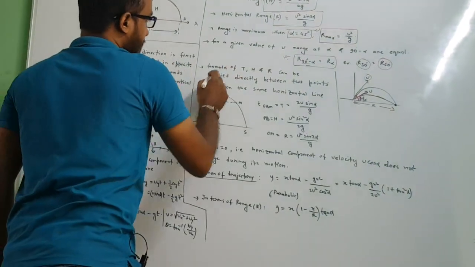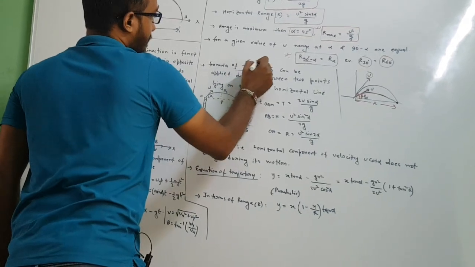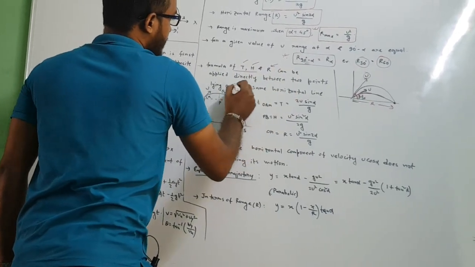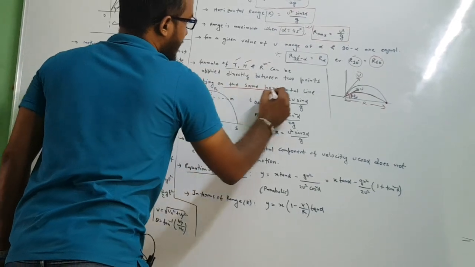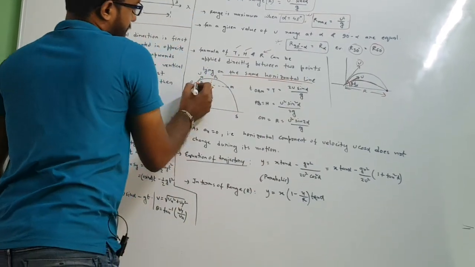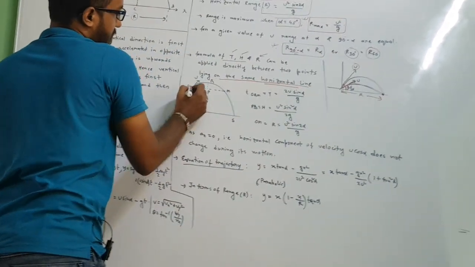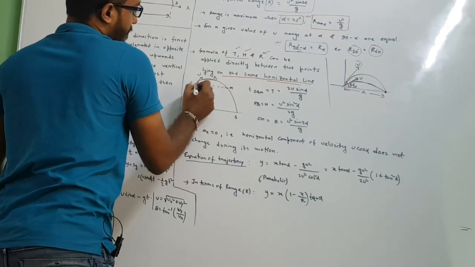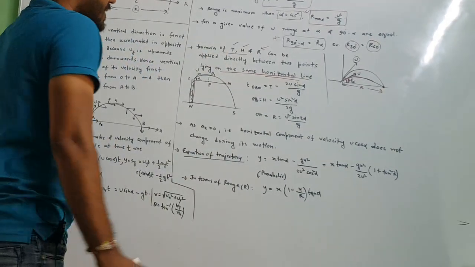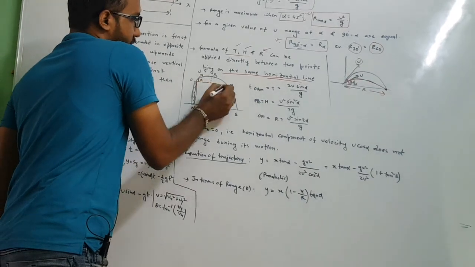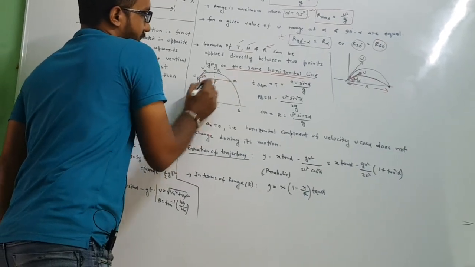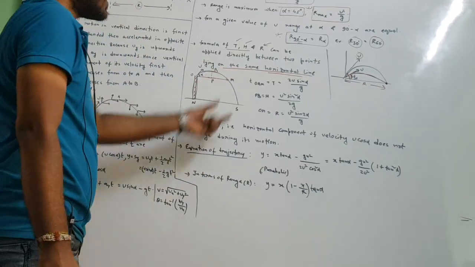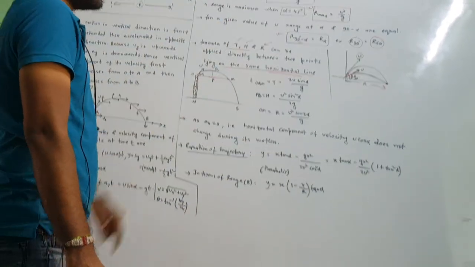Now consider this formula of time of flight, maximum height and range would be the same between points lying on the same horizontal line. If you have projected from a hill at the angle alpha with the horizontal, then if this point and this point are on the same horizontal line, then you can apply for this projectile motion the same formulas we have applied here.